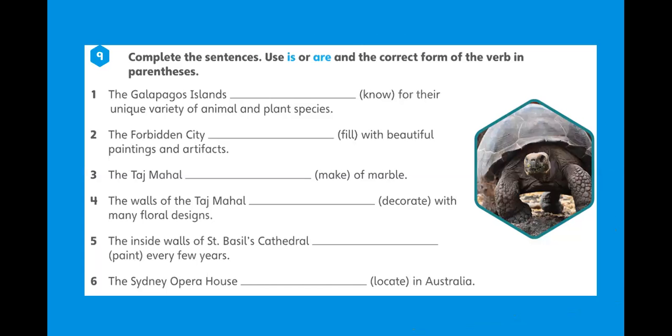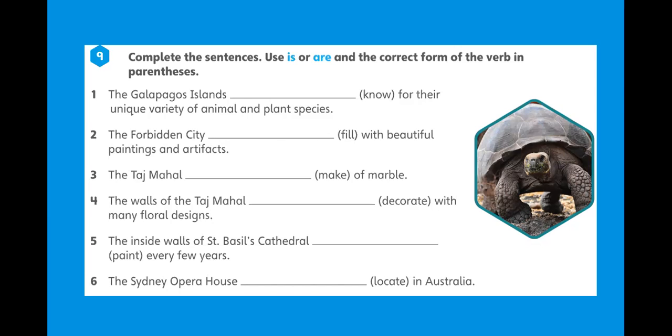Okay, with all of that in mind, let's put our new knowledge into practice. As I said, we're going to use the verb be for the passive form. In this case, the instructions tell us to complete the sentences and use only is or are, and then after that, the correct form of the verb in parentheses. Now, remember, in passive voice, that verb is going to be in past participle form after the verb be. So take a look at number one.